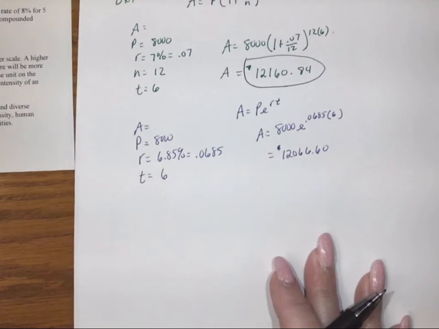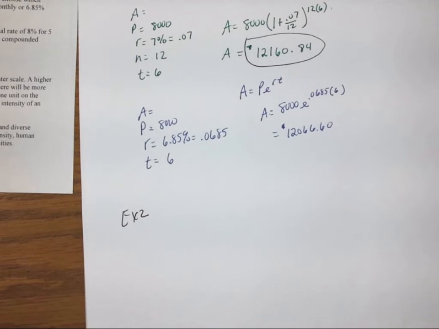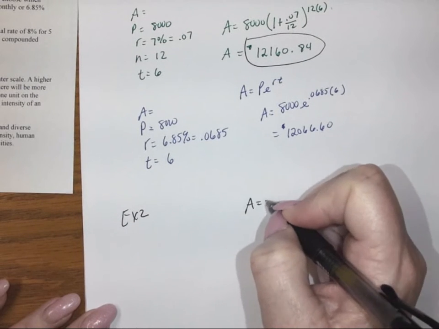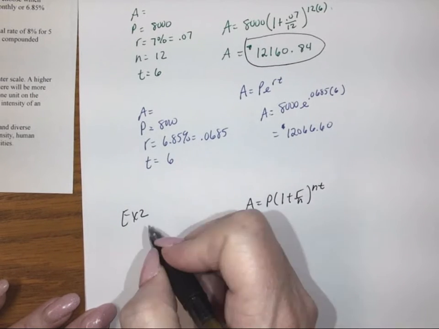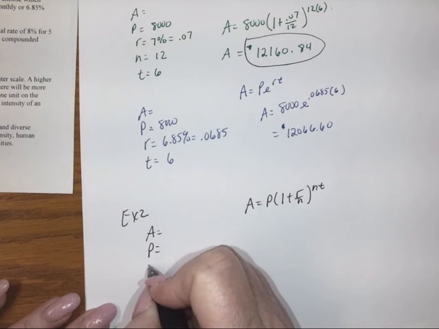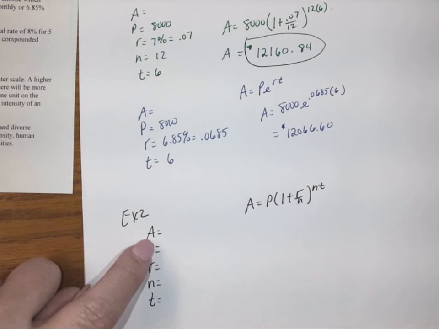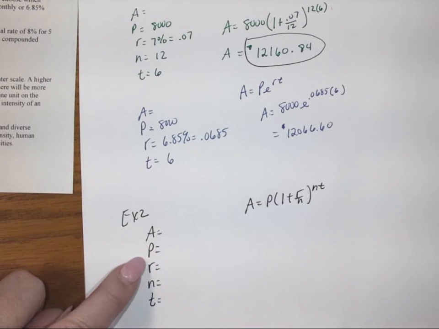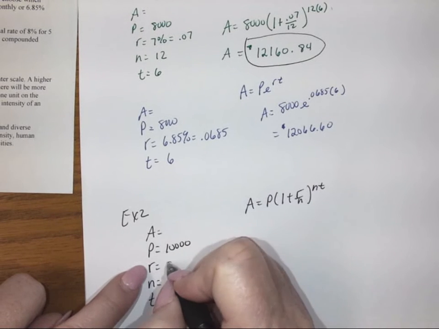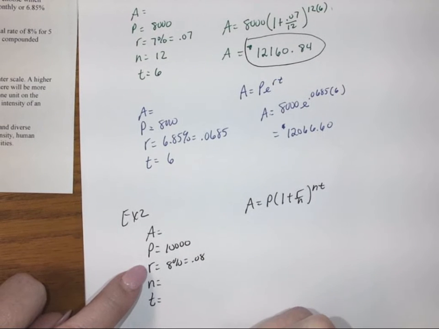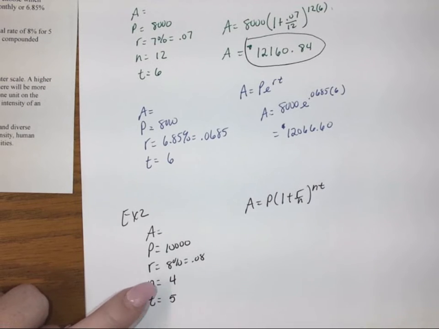All right, so let's work on this one. This will be example 2, and we're looking again at 2 options. The first one we'll look at is A is equal to P times 1 plus r over n, raised to the nt. So let's list all of our variables. We don't know what the A is. That's what we're trying to find. Our principal is 10,000. Our rate is 8%. For 5 years, that's our T, and it's quarterly. That's going to be 4.